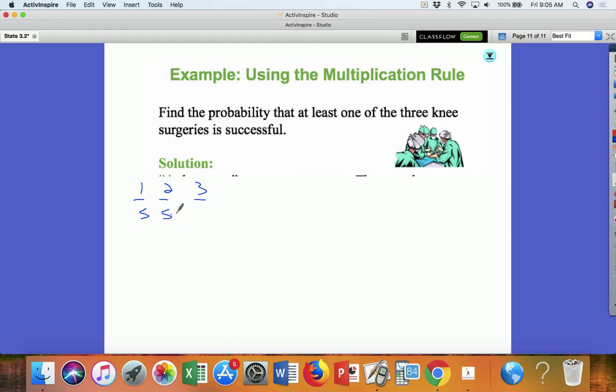Okay, so you could have a situation where all 3 surgeries are successful. You could have it where the first 2 are and the third one isn't. You could have it where the first and the third are and the second one isn't. Or you could have the first one and not the next 2. Or you could have the first one not and the second 2 be successful, the first one not and one of the final 2 not, or none of them successful. Okay?